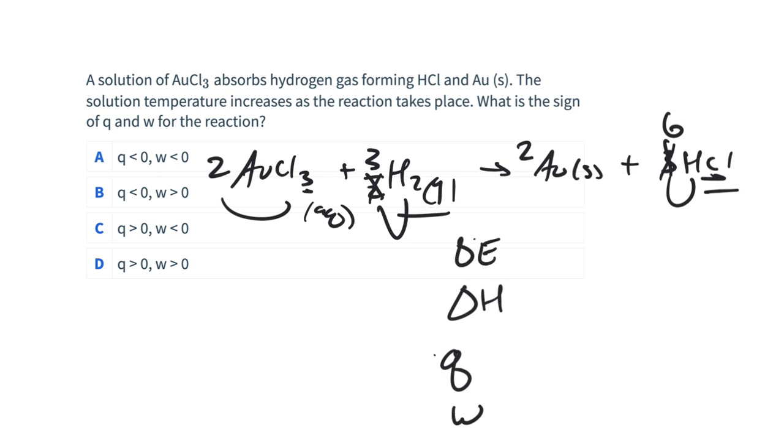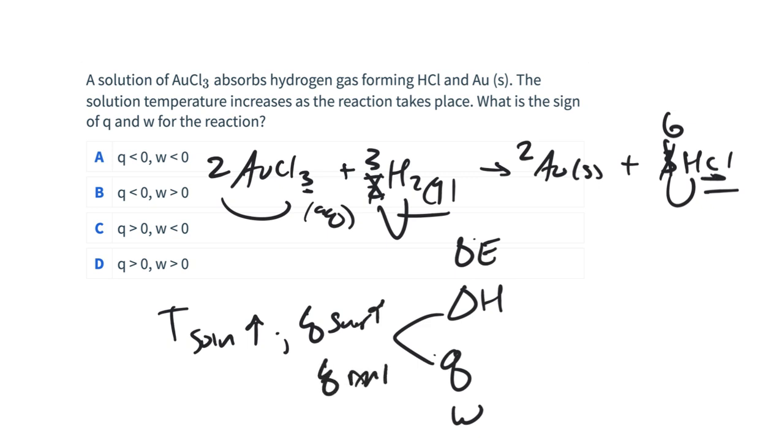So let's think about these signs here. So the temperature of the solution increases. That's telling us something about delta H and Q. So the temperature of the solution increases. Then we have the heat of the surroundings is increasing. So the heat of the reaction is decreasing. So less than 0 for our delta H and for our Q.